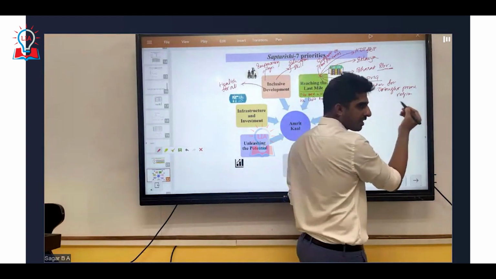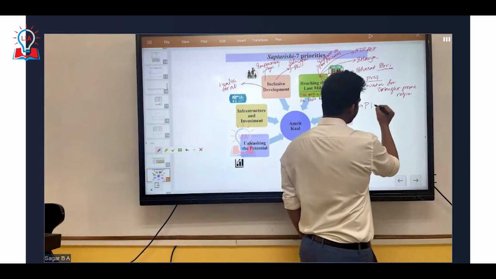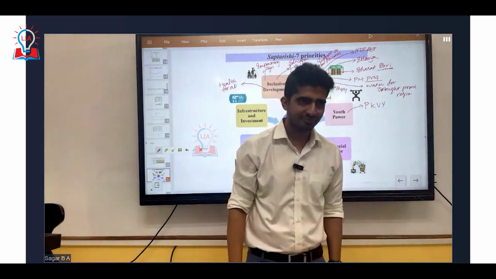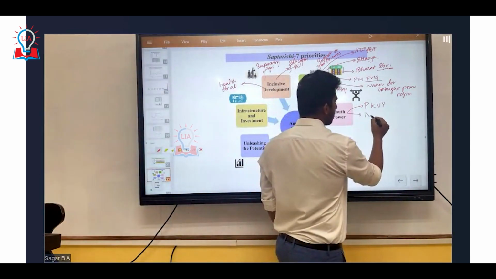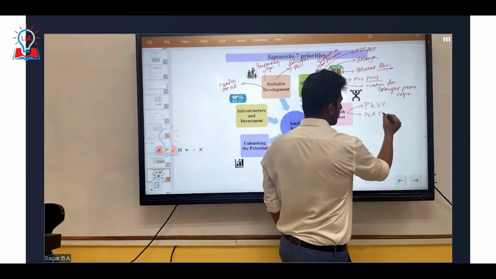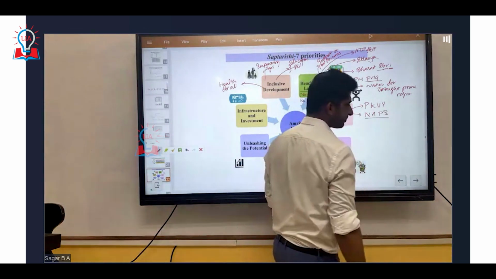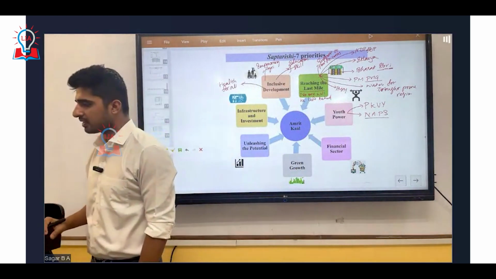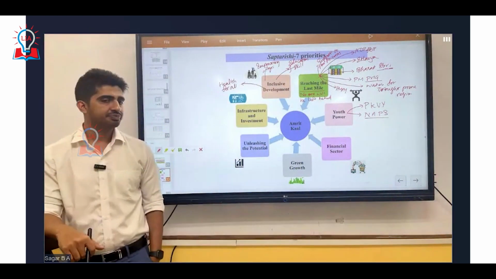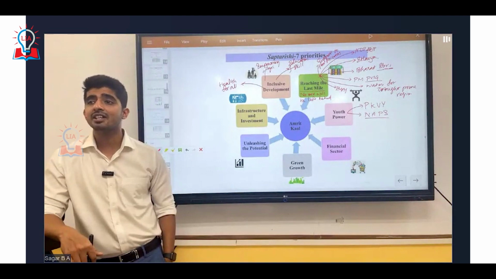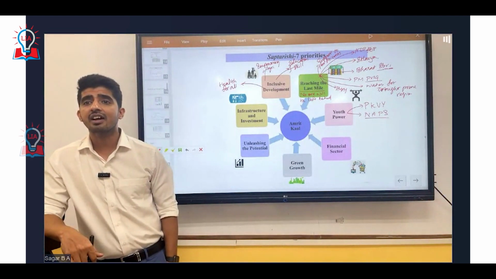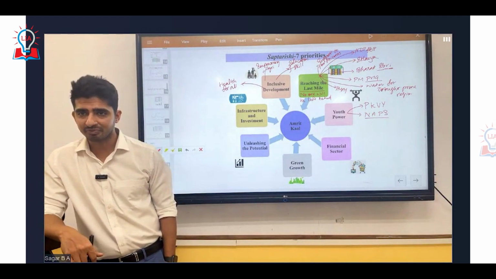Skills. Pradhan Mantri Kaushal Vikas Yojana. National Apprenticeship Promotion Scheme. Apprenticeship क्या होता है? You are given an opportunity to have a hands-on experience at the job, right?